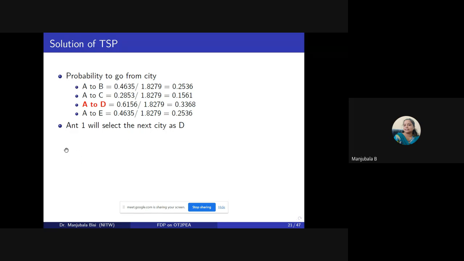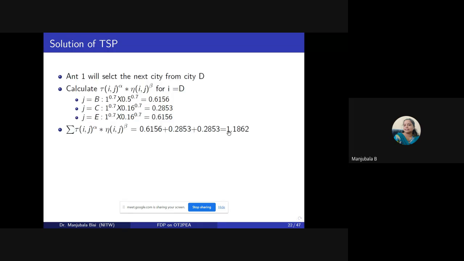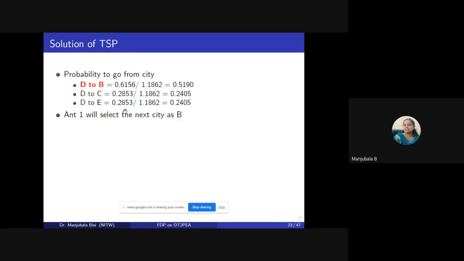Currently, initially we have placed the ant 1 on the city A. Now the ant 1 is moving from the city A to the city D by using this probability calculation. Now the same thing you have to repeat. From the D, you have to see the distance matrix. What are the unvisited nodes from the city D now? For this particular example, there are 3 unvisited nodes B, C, E. Again, you follow the same procedure, tau alpha, eta to the power beta for individual B, C, E. You take the sum, then you find out the probability to go from city D to B, D to C, D to E.